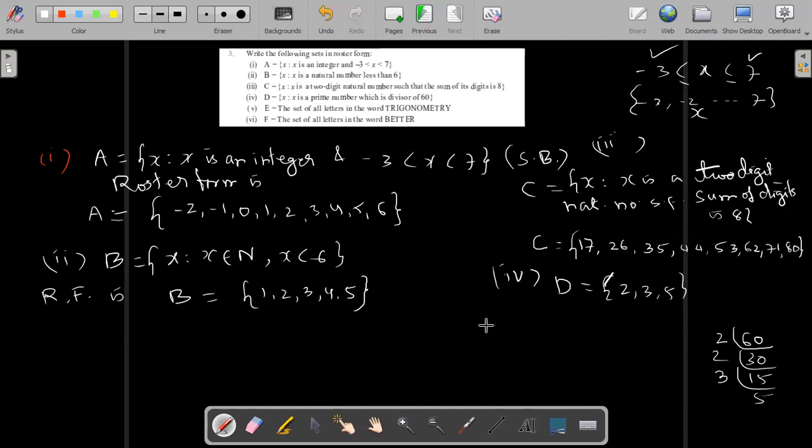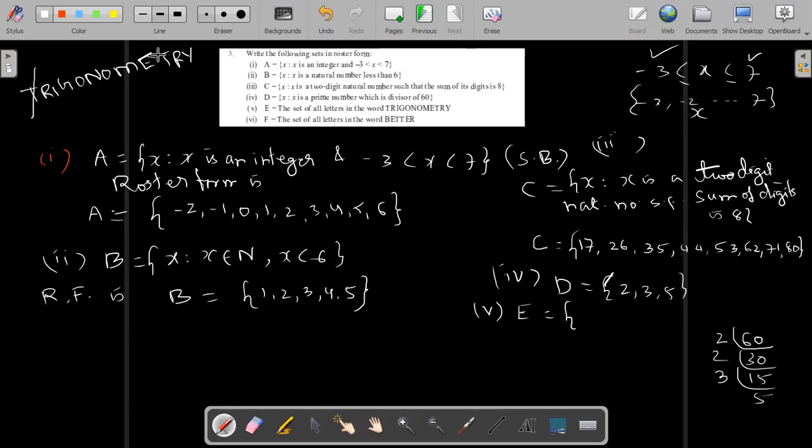Okay, and the fifth one is, yes, what I was telling you, the set of letters of trigonometry: T R I G O N O M E T R Y. Okay, so a repeated letter will not be taken two times, only one time. We will take each letter one time, even if it comes two, three, four, or any number of times.